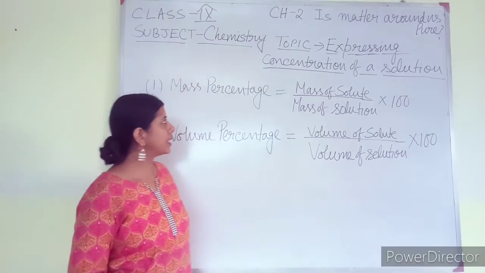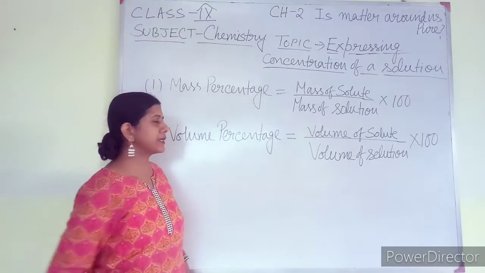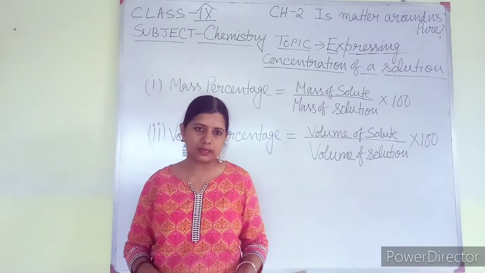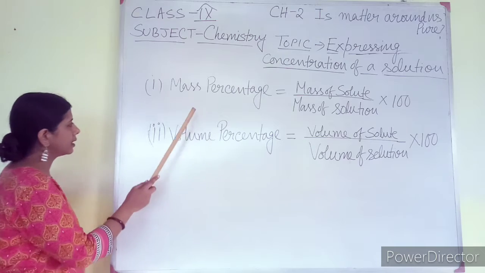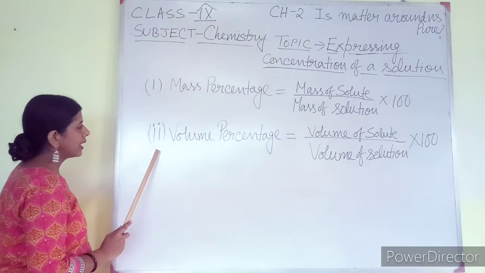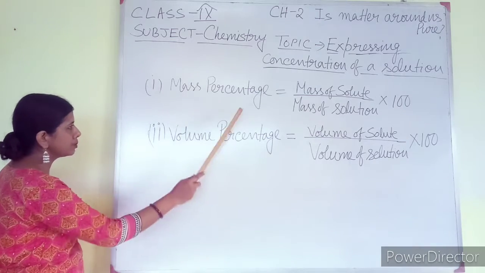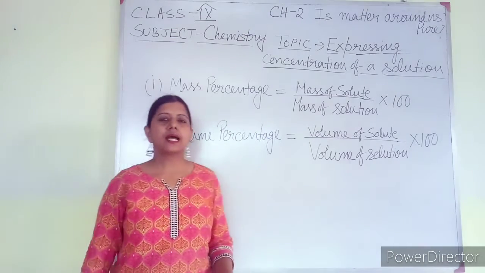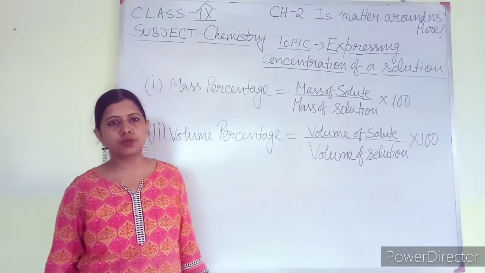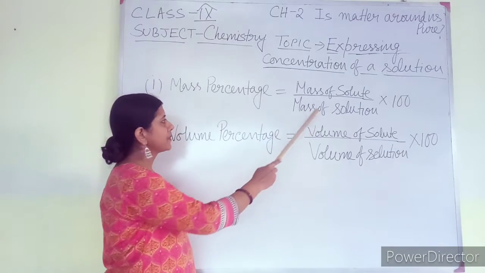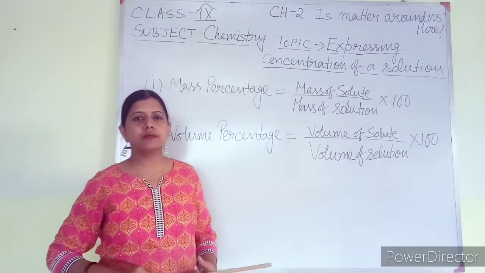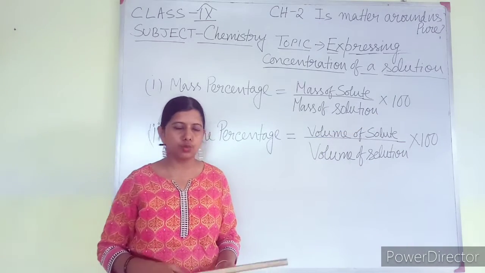Now today we will do how to express the concentration of the solution, and based on that we will do some numericals. Concentration can be calculated in two ways. One is in the form of mass percentage and second is in the form of volume percentage. That means how much solute is present in the solution by mass, that you have to find out. The formula is mass of the solute by mass of solution into 100. That will give you the mass percentage of the solute.